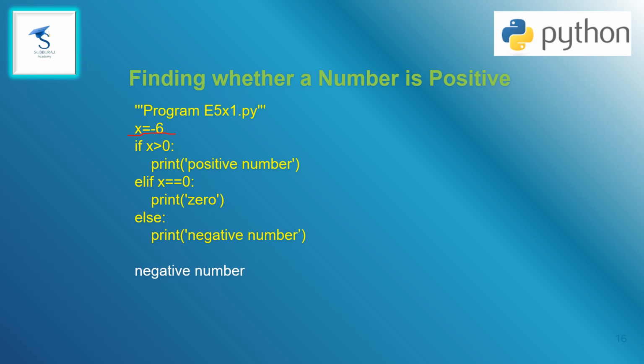See the usage of else. We are given x is minus 6. First we check whether x is greater than 0. Then we check if x is equal to 0. When both fail, we say it's a negative number. This is the result of the program. So convenient to organize programs. Okay, this is how we use if, elif, and else.